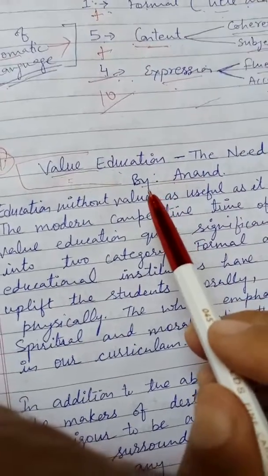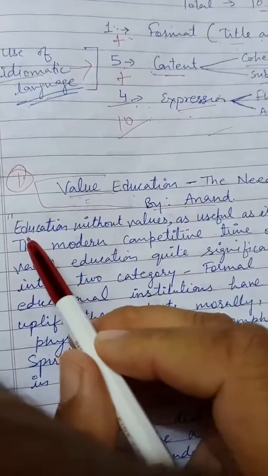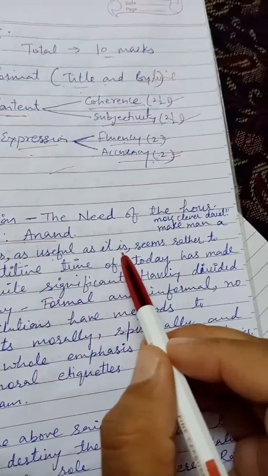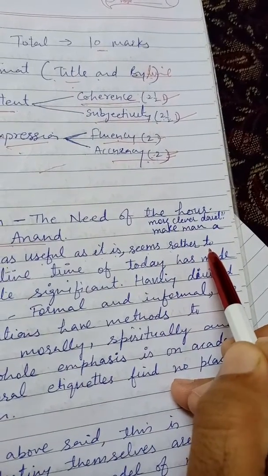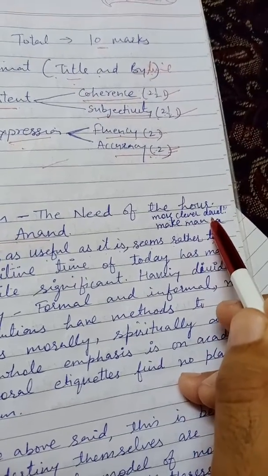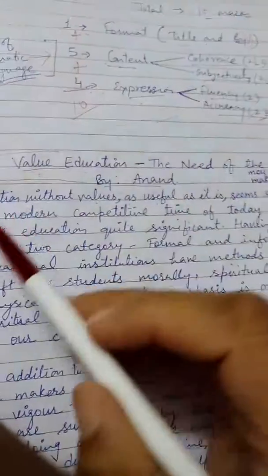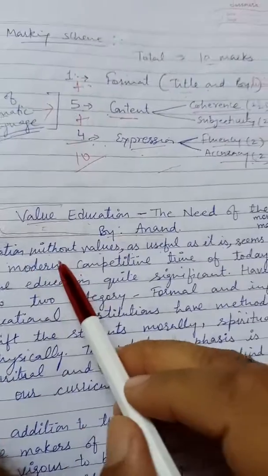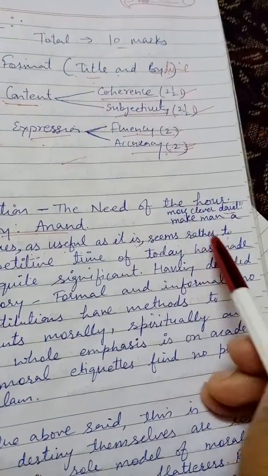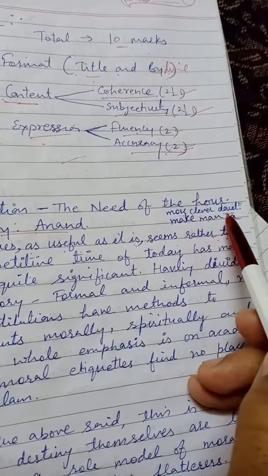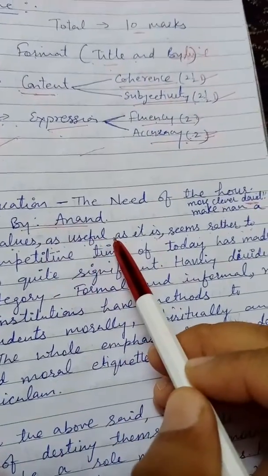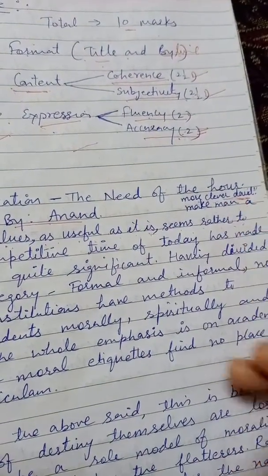Now, as I told you, if you start your article with a quotation, it gives a good kind of expression to the examiner. So the first quotation is, education without values, as useful as it is, seems rather to make man a more clever devil. This is called devil. So a very good kind of quotation this is. I repeat, education without values, as useful as it is, seems rather to make man a more clever devil. It means an education without values makes a man not a man but a clever devil.